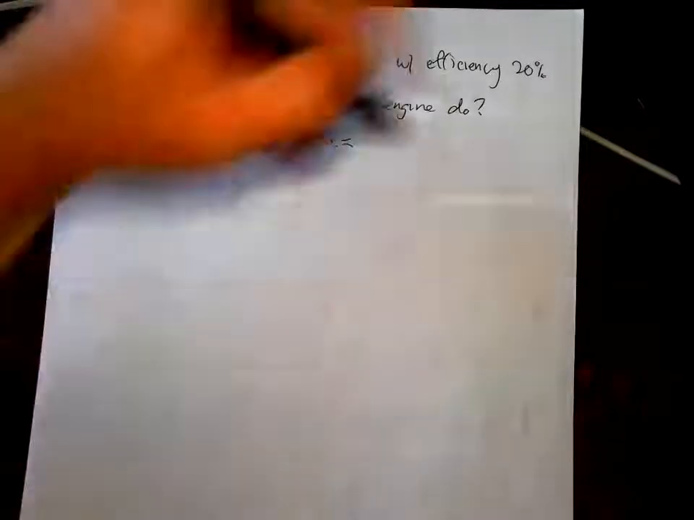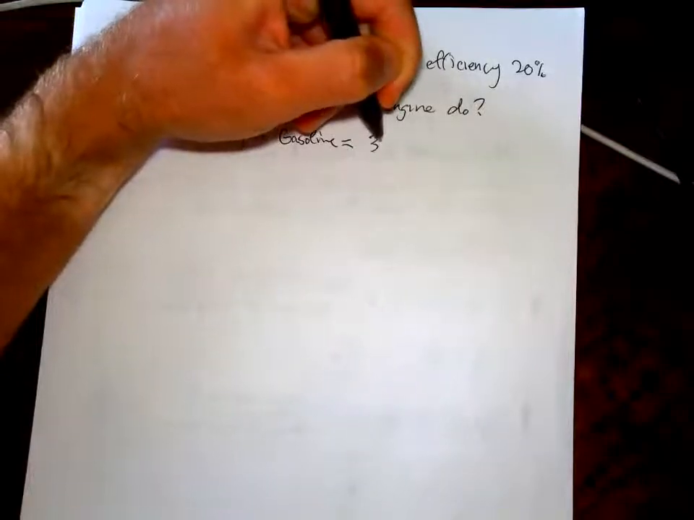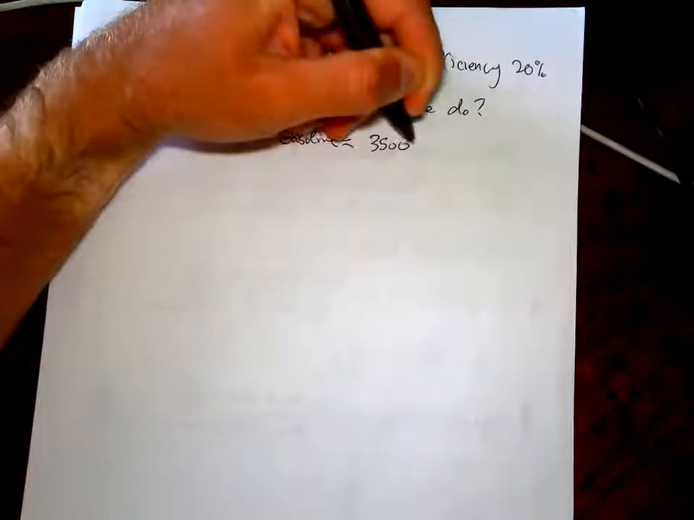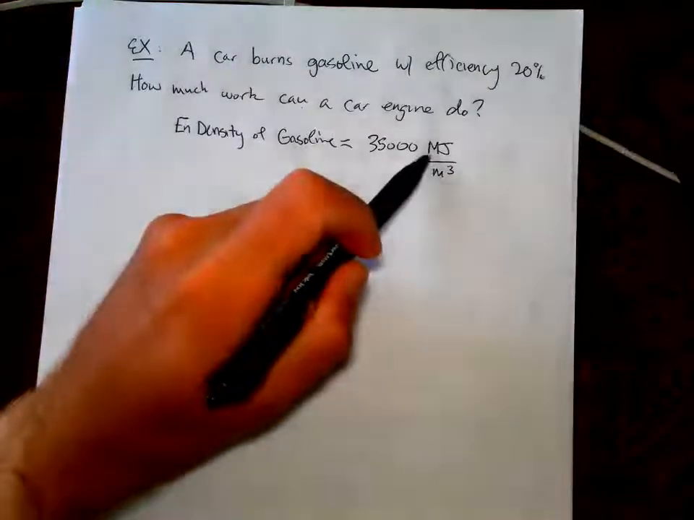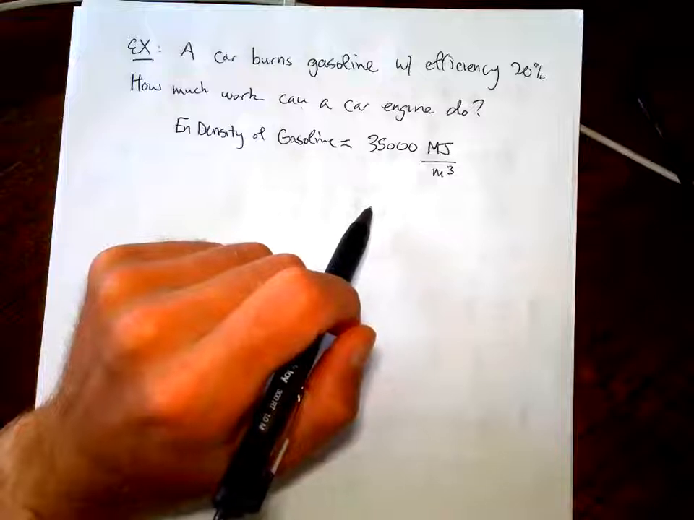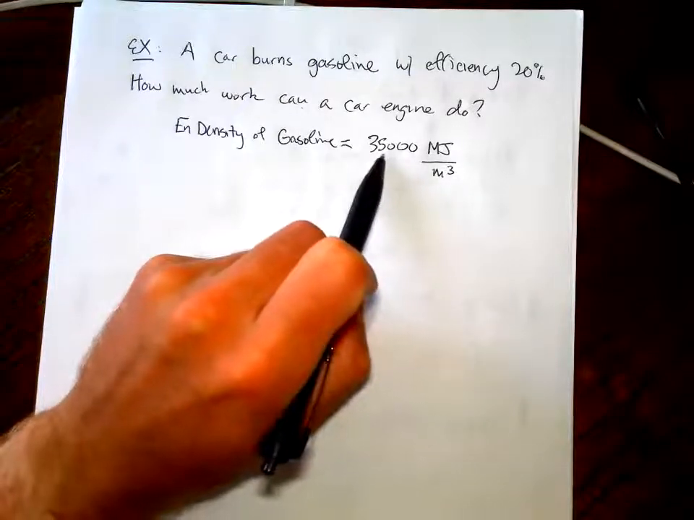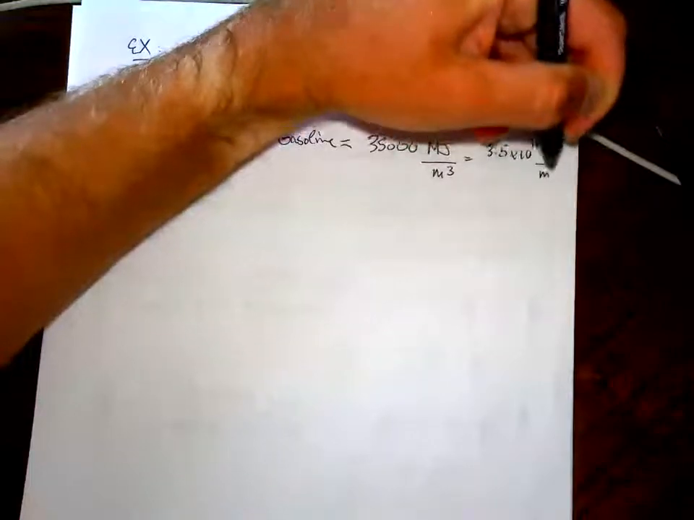The energy density of gasoline is 35,000 megajoules per cubic meter. Okay, so mega means millions, so that's 10 to the 6th. So this would be 3.5 times 10 to the 10th joules per cubic meter. All right.